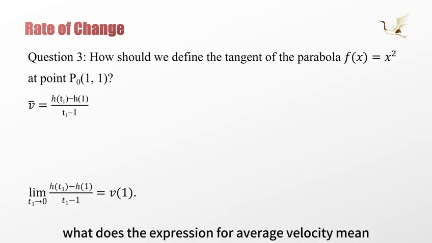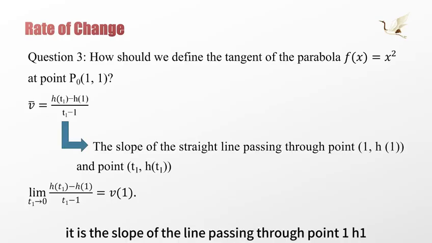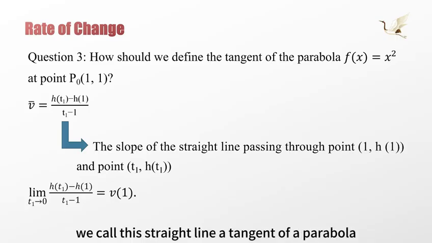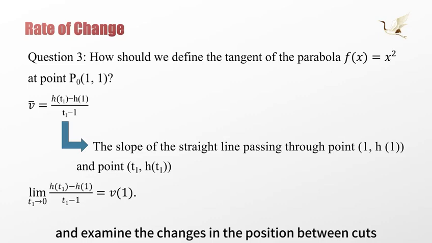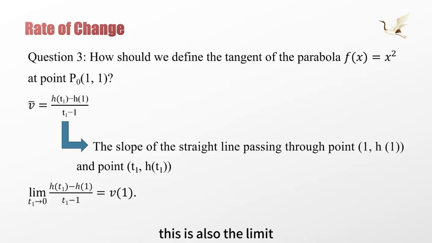What does the expression for average velocity mean geometrically? It is the slope of the line passing through the points (1, h(1)) and (t1, h(t1)) on the function graph. We call this straight line a secant of the parabola. Similarly, let t1 approach 1 infinitely and examine the changes in the position of the secant during this process to see if it also approaches a certain position. This is also the limit thinking of infinite approximation that we learned in the last class.